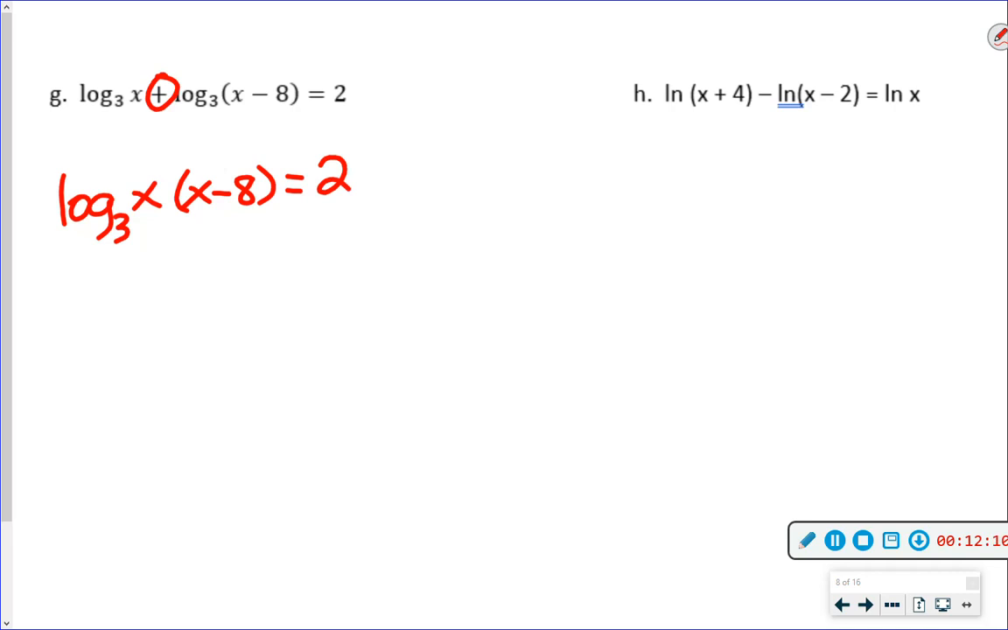So now I am just like the last problem. I have a single log. I'm going to convert to exponential. 3 to the 2nd. Yeah, I know it's 9. Then I'm going to distribute the x there while I'm here. So I'm like, oh, okay, fun. Quadratic. Back to chapter 1. We know lots of ways to solve quadratics, factoring, completing the square, quadratic formula. Before we make a decision, let's subtract 9 over and set it to 0.